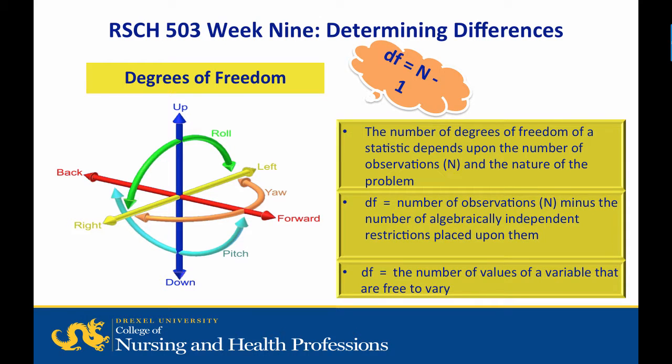When using the t-test, degrees of freedom are used rather than sample size, or capital N, in various computations. The degrees of freedom of a statistic depend upon the number of observations and the nature of the problem. Lowercase df equals the number of observations, that is n, minus the number of algebraically independent restrictions placed upon them. Essentially, degrees of freedom, or df, is computed as follows: df equals n, the sample size, minus 1.